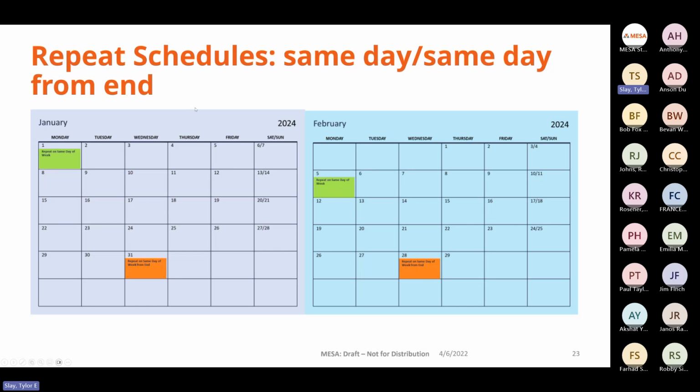If we had same day from end, we'd have a repeat on Wednesday in January, and then it would repeat coincidentally on Wednesday. Oh, it should have been Thursday. This is my mistake. Repeat on Wednesday or Thursday in February. Sorry about that.